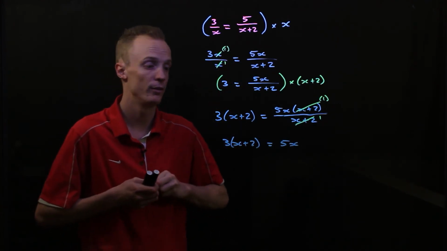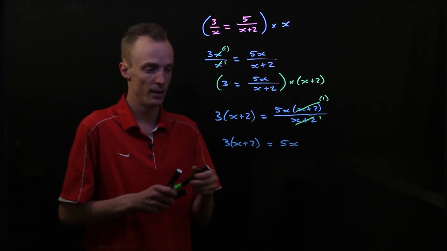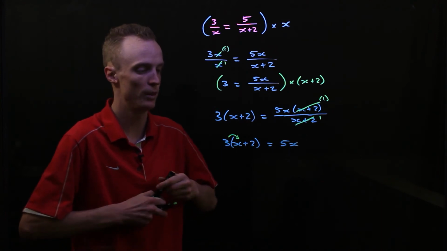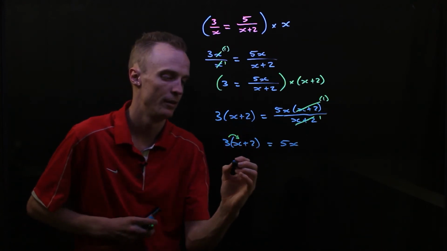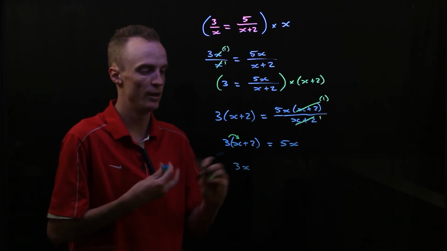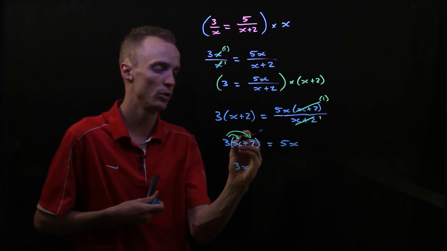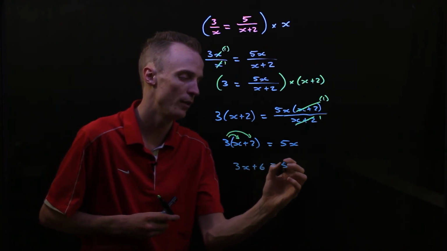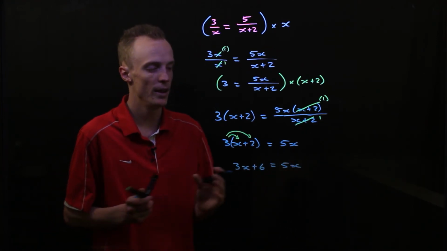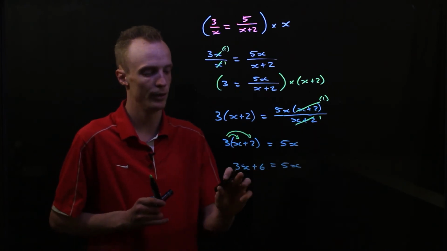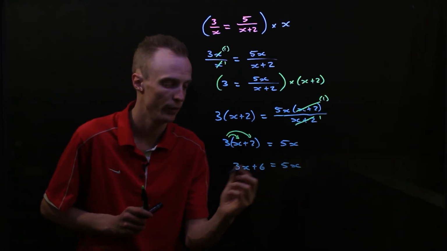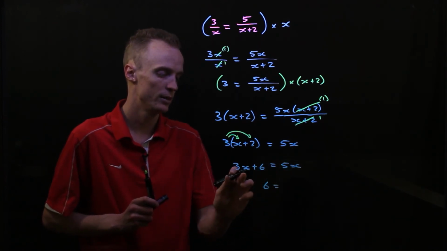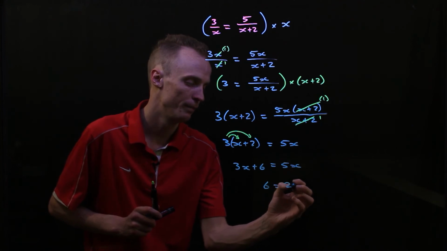So now we're just solving for our x value. So to do that, we'll multiply this out. So 3 times our x will be 3x. And then 3 times our 2 will be 6, and that'll be equal to 5x. From here, I want to get the x's to one side, so I'm going to subtract 3x from both sides. So on the left side, that'll leave me with 6. On the right side, 5x, take 3x, will be 2x.